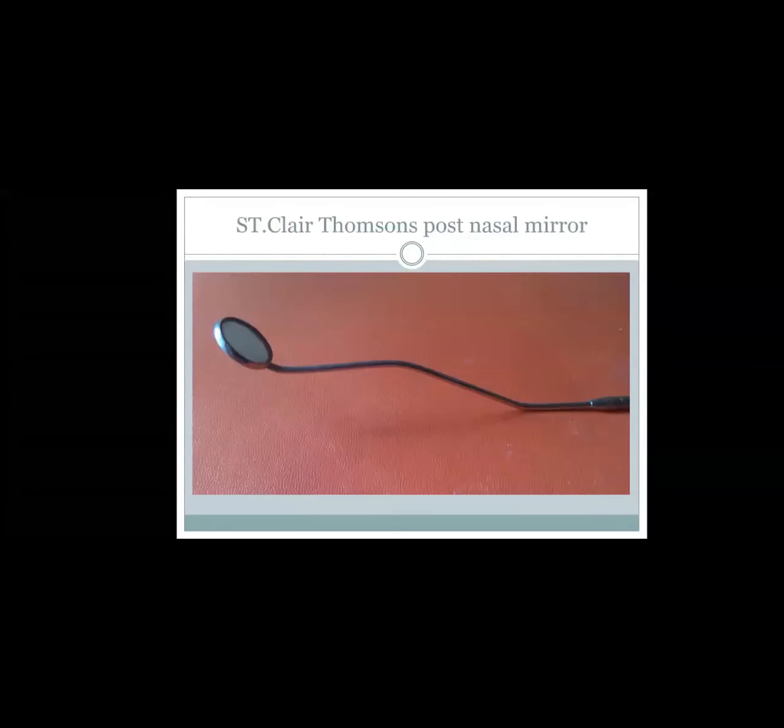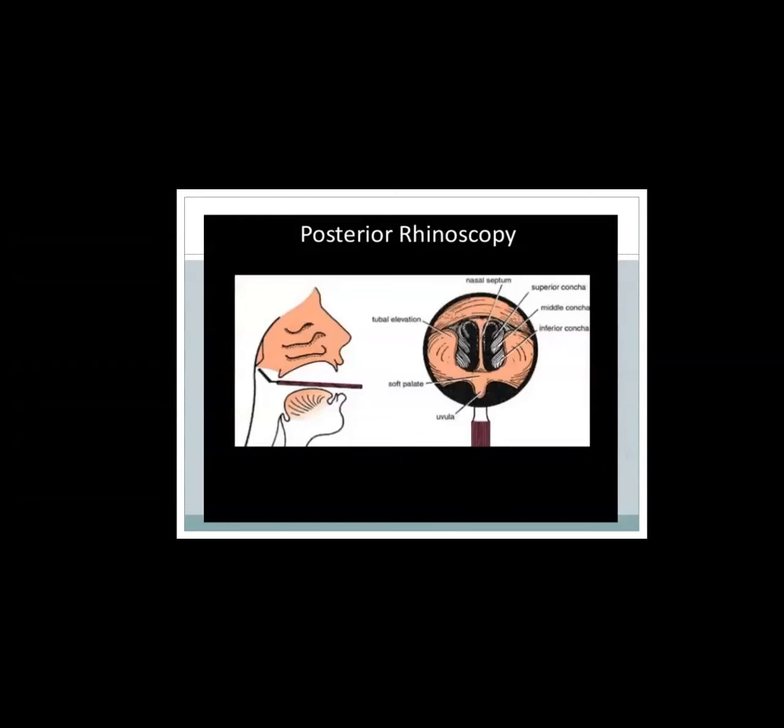But you need to examine the structures which are behind, that is the posterior nasal cavity. For that, you use a St. Clair Thompson's post nasal mirror. Both mirrors have the same handle and mirror, but the architecture is different. This one is curved, bent in such a way that it goes behind the posterior soft palate, and you visualize the posterior nasal cavity. This is called St. Clair Thompson's post nasal mirror. That procedure is called posterior rhinoscopy.